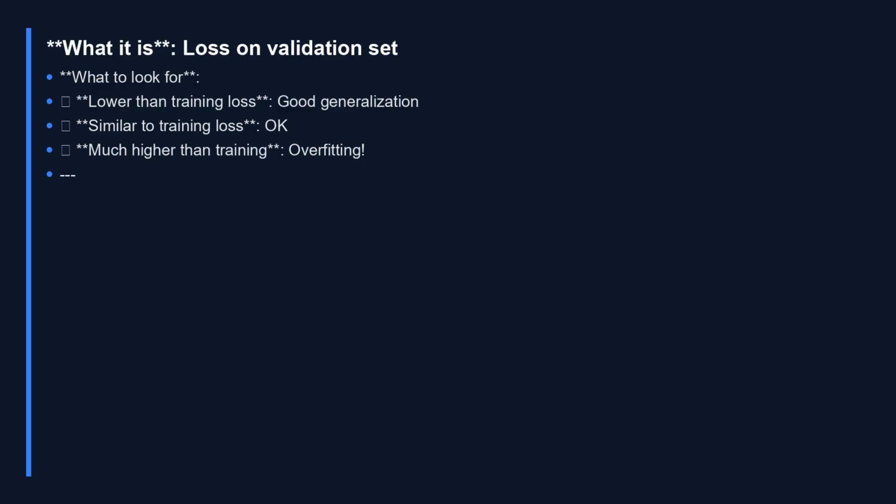Evaluation loss is the metric that actually tells you whether your model is learning or just memorizing. If eval loss is lower than training loss, the model is generalizing well. That's the ideal outcome. If they're close, that's fine. If eval loss is substantially higher than training loss, you're looking at overfitting. The model has learned to reproduce the training examples but can't handle new inputs. That's your cue to intervene.